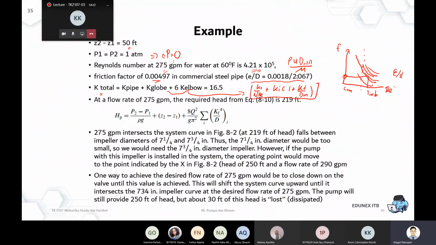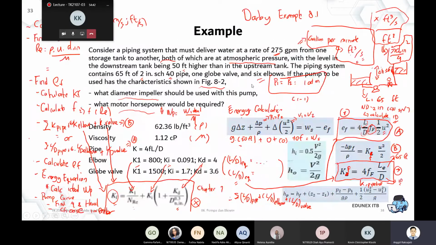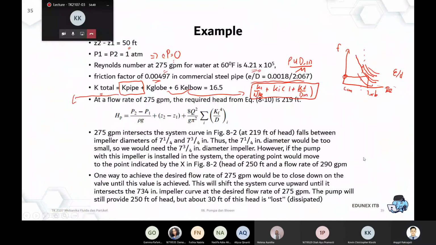So that's the formula for the fitting as given by Darby, but for the pipeline, it is calculated as the equivalent, 4fL per D. Kf is for 4fL per D. Again, the f is already calculated, 0.00497. The length is 65 feet. The diameter is close to 2 inch.